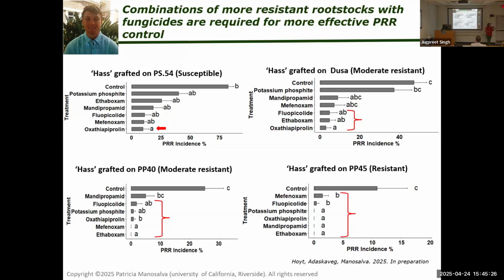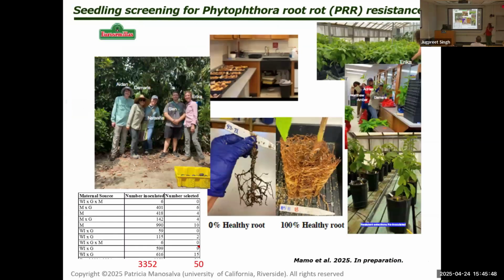So potassium phosphite is still useful, but if you use it with a resistant rootstock. So that's why I told the growers, if you're going to use potassium phosphite, use it with resistant rootstocks and rotate it with, for example, Orondis. Orondis is oxathiapiprolin, which has been registered in California and is very effective to control root rot. This is Phytophthora root rot incidence, and it's very effective, and now people have to combine potassium phosphite with Orondis.